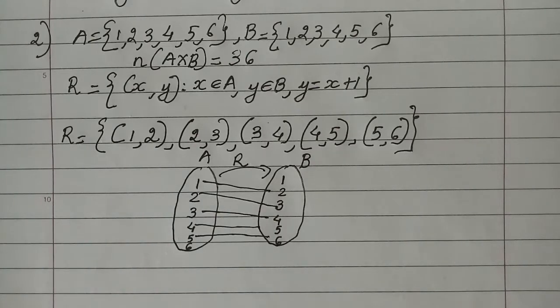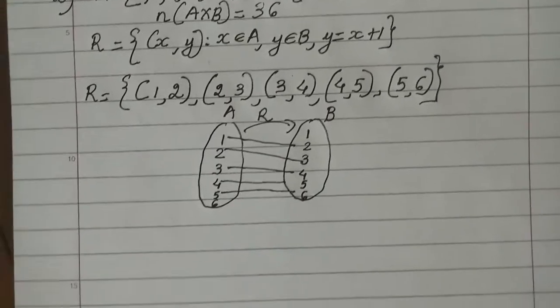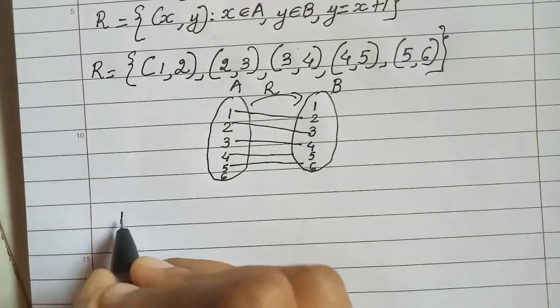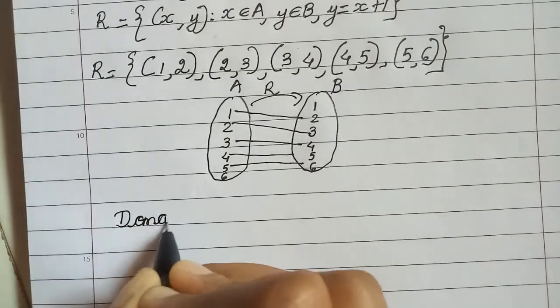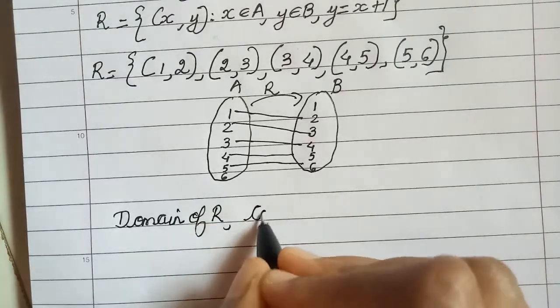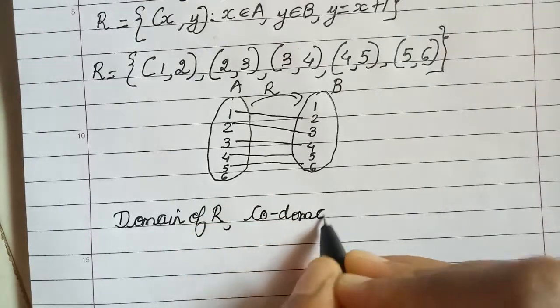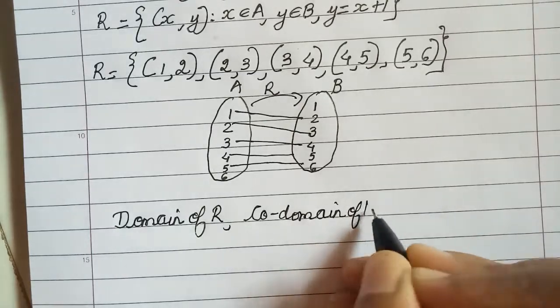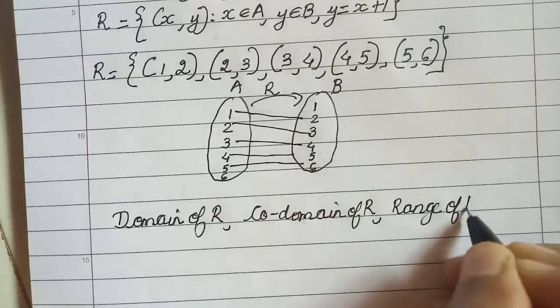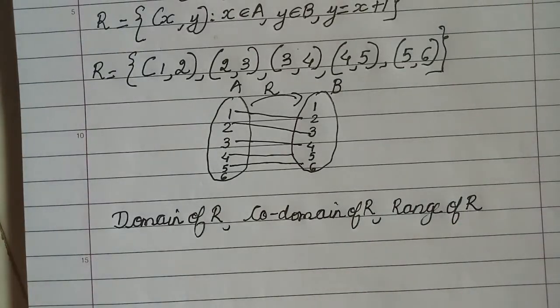This is possible, but we are only concerned with the elements, all the ordered pairs coming in the relation R. Now after this, three terms come into the picture: the domain of R, the codomain of R, and the range of R. It is a very simple definition.